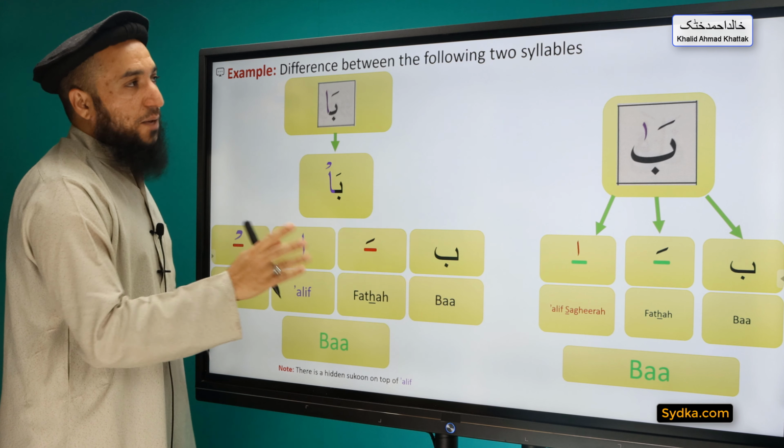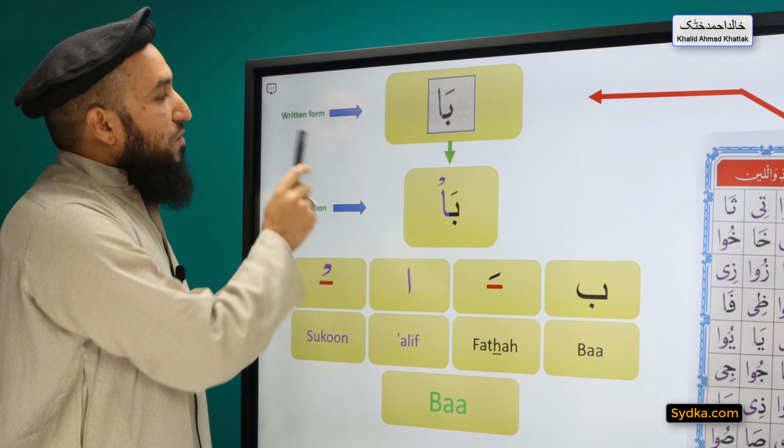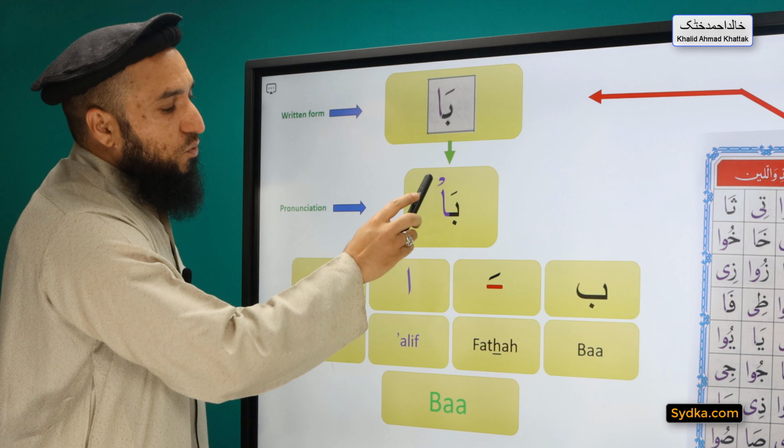So the first syllable we have is ba fatha alif sukoon. This is how it is written, and this is the written form, and this is the pronunciation. You can't see the hidden sukoon here, but I have put it here just for explanation purposes. Ba fatha alif sukoon ba.